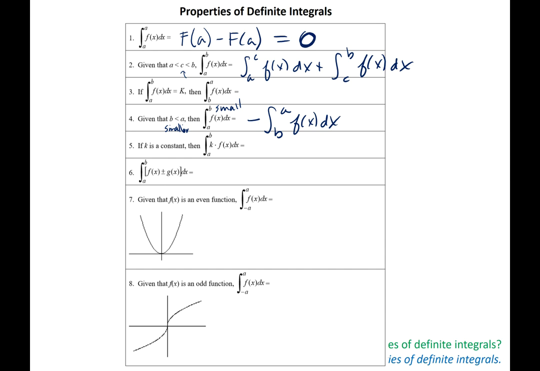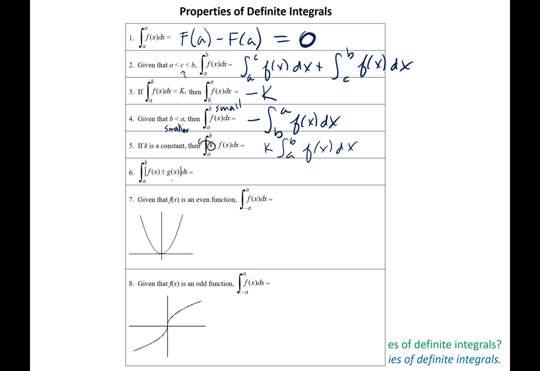Now, sometimes it's convenient to switch their locations. So that's what this is saying: if I went from a to b and all of a sudden I switch from b to a, what that's going to do to this k is make it negative. And k is just standing for a constant. We've seen this before. You can take a constant and we're allowed to put it out front. So k from a to b of f of x dx.